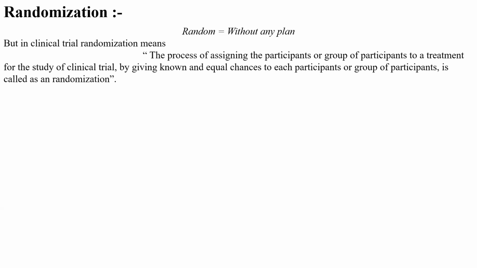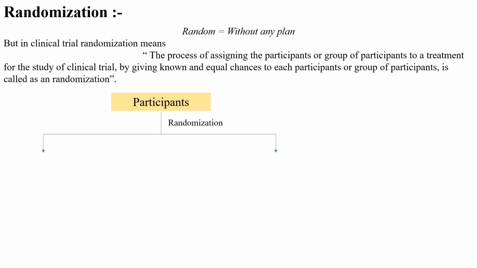Randomization. What is randomization? Random means without any plan. Whatever we are doing, it will be without any plan. Randomization means the process of assigning the treatment to the participants or the groups in a clinical trial study and giving equal chances to the groups and participants. It is called randomization. For example, if there is a participant, we are selecting them randomly.